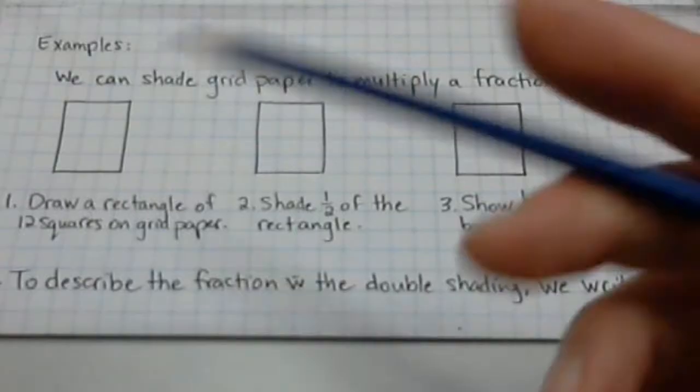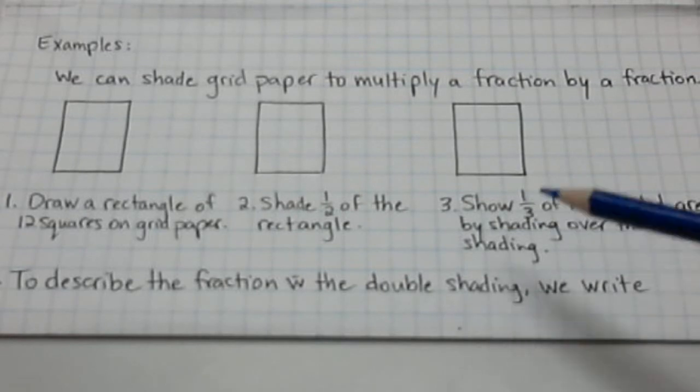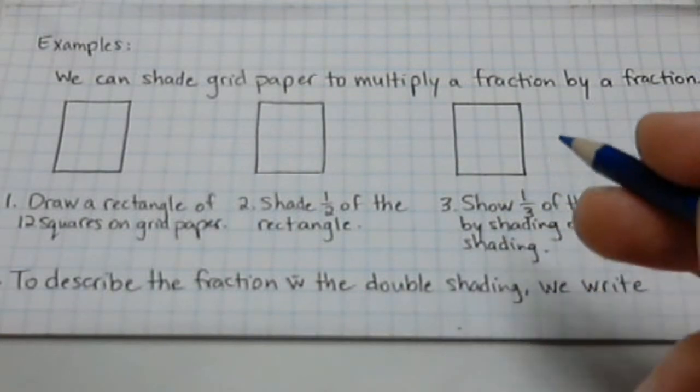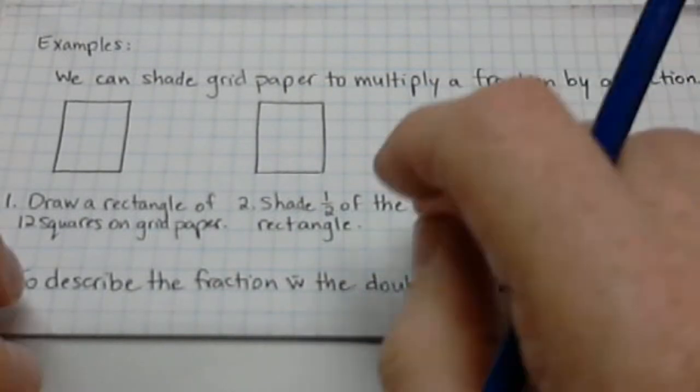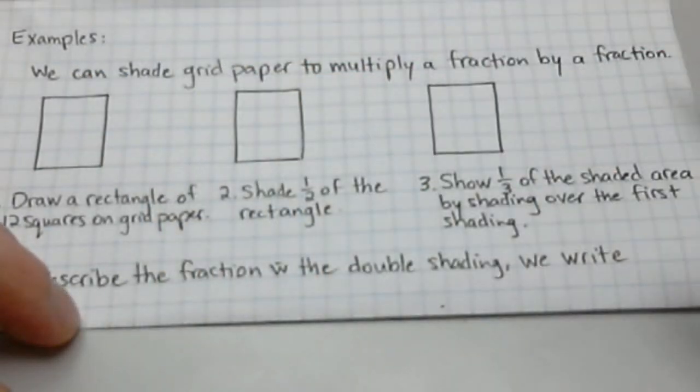Hello folks, we are going to continue on with some modeling of fraction multiplication as a way to try to understand how we get the products of fraction multiplication. This method focuses on using grids and then coloring to show fraction multiplication. What it says here is that we can shade grid paper to multiply a fraction by a fraction.